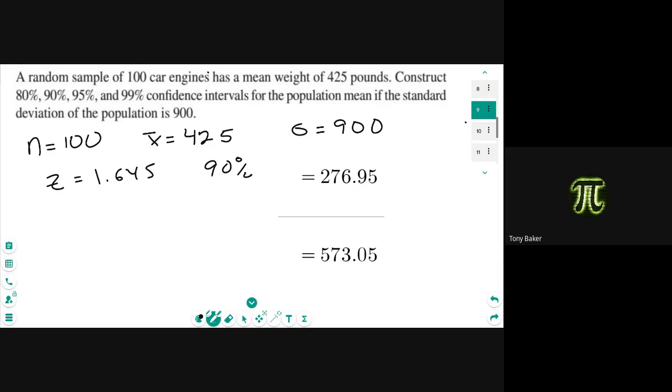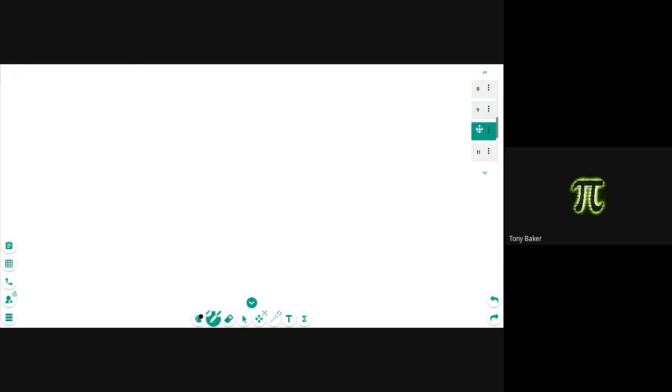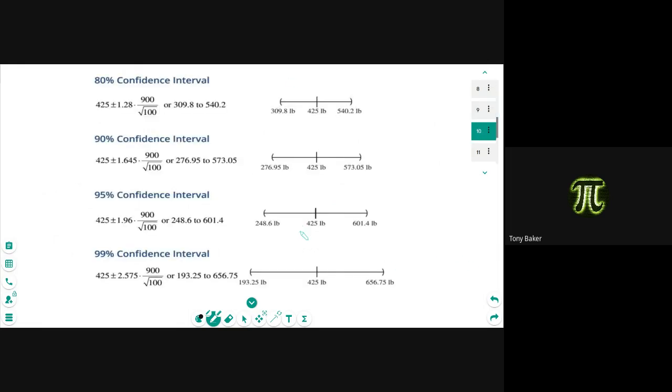All right. So it's got to be wider because I'm more confident my answer is going to be somewhere between those. So the bigger my confidence level is, the more confident I'm going to be in it, the bigger the interval's got to be. That makes sense? Okay. So here's them all. And then we're going to go back and I'm going to do a couple changes to things in a second. So as you can see, as my confidence level gets bigger, my range gets bigger. Okay.